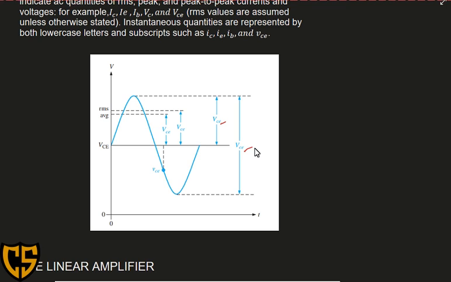For example, below we have vce. It can also be an instantaneous value on a certain curve. So it depends on its usage. Since it is a small letter v, it is an instantaneous value on our graph, because the v is a small letter and the subscript is also a small letter.